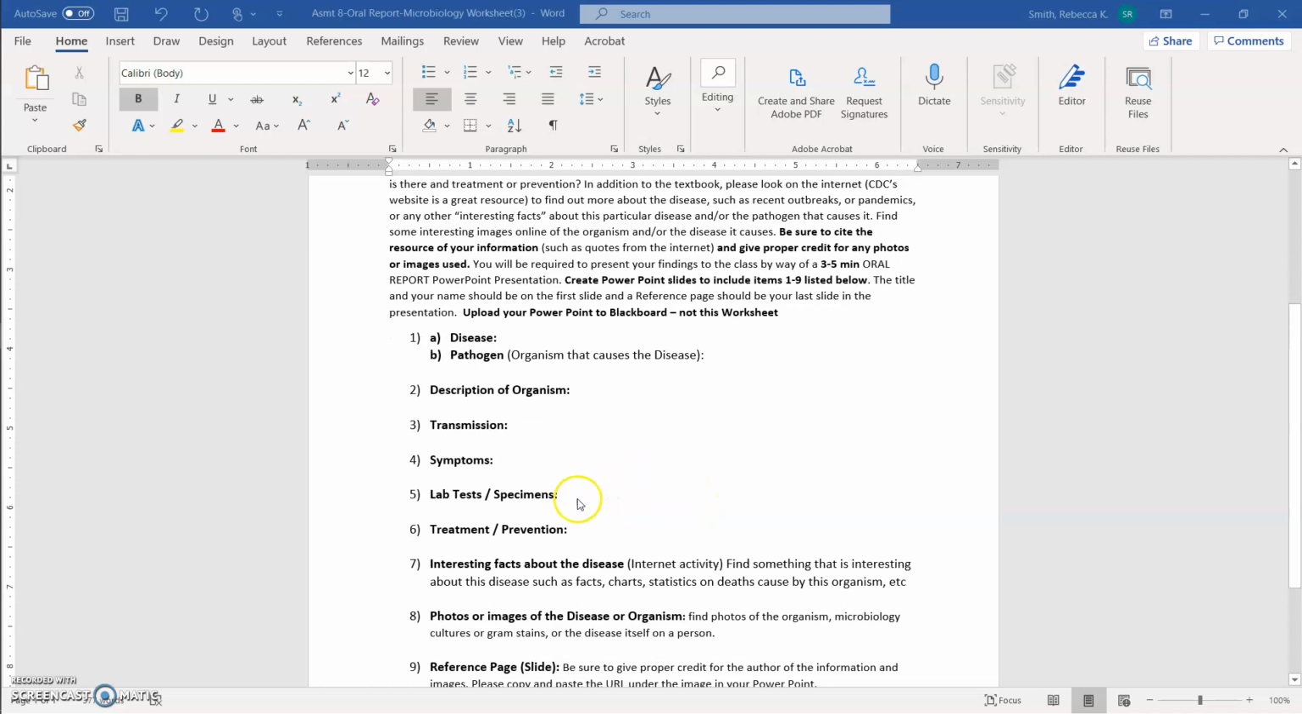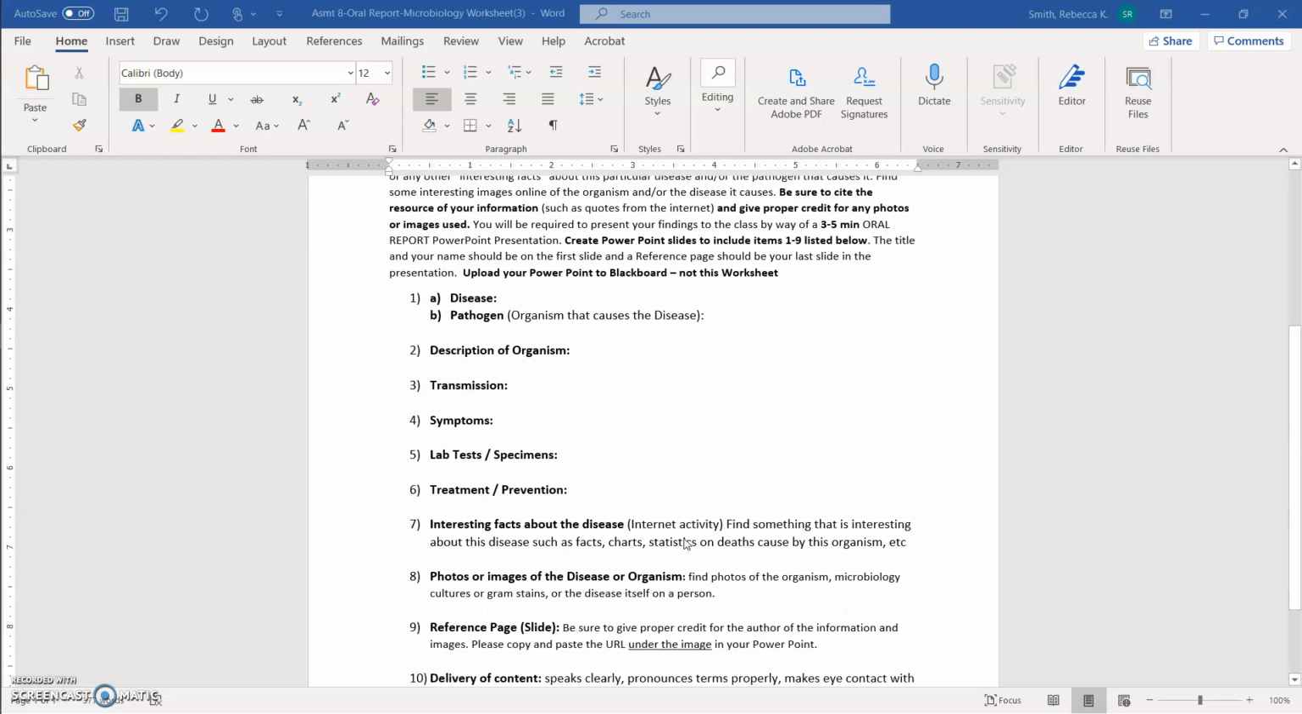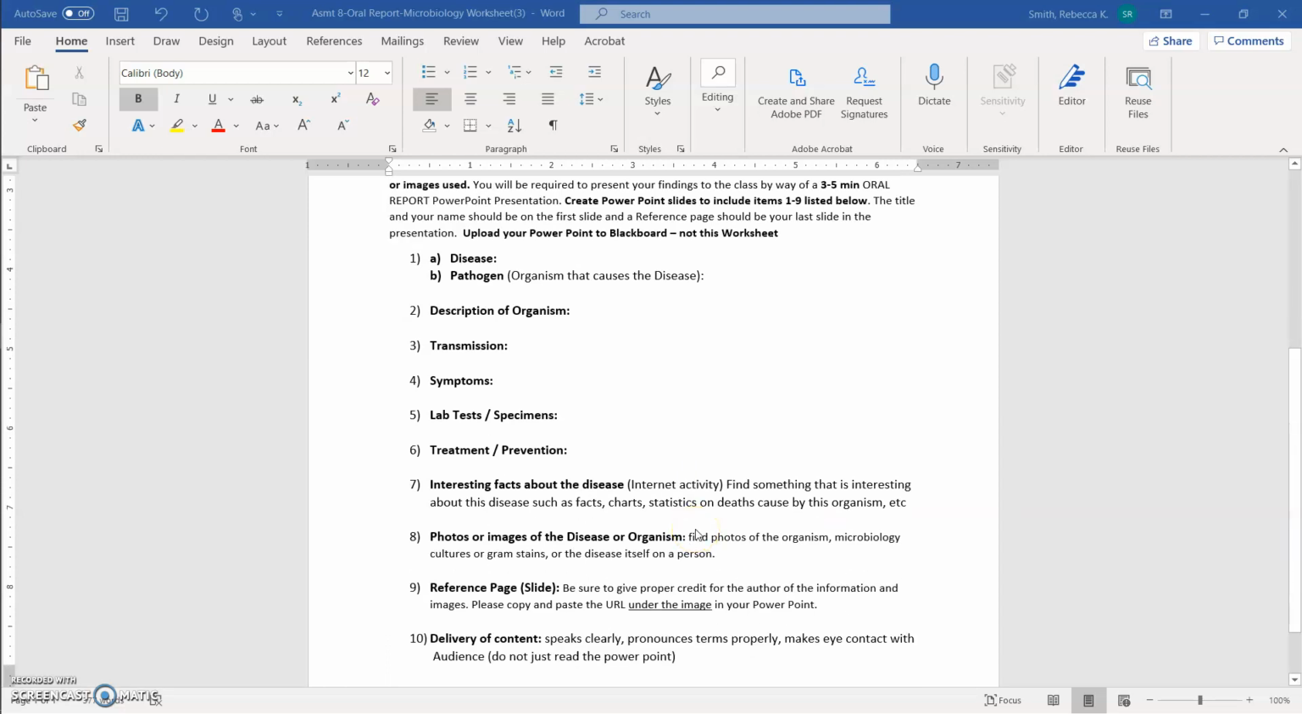There would be a lab test. There's a Lyme's test that can be done. What type of specimen is required for that? How do they treat it? Lyme's can be treated with antibiotics. It can be prevented by doing a tick check, tucking your pants in your socks, for example. Any interesting facts about that disease? For example, Lyme's disease is widely found in Wisconsin. What are the statistics on deaths? The CDC is a great resource for those types of statistics.